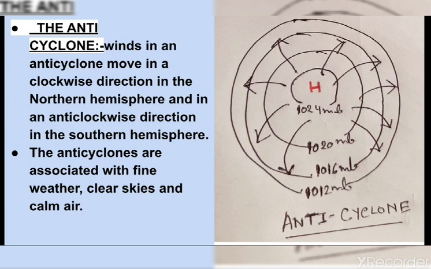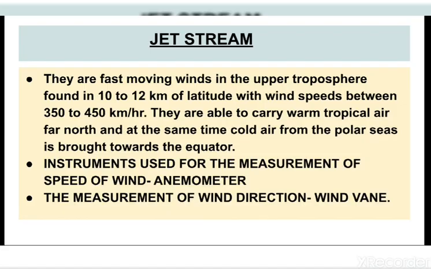Since sinking of air is generally more stable than rising air, the Indian subcontinent is one of the worst affected in the world by the cyclone, which occurs frequently on both coasts, eastern as well as western. So this is the difference between cyclone and anticyclone. Now let's talk about another type of wind, that is jet stream.